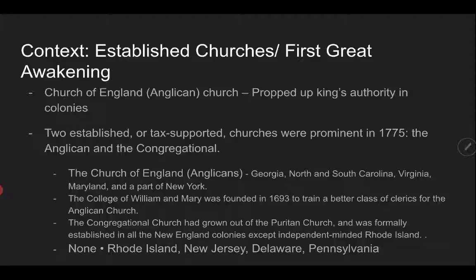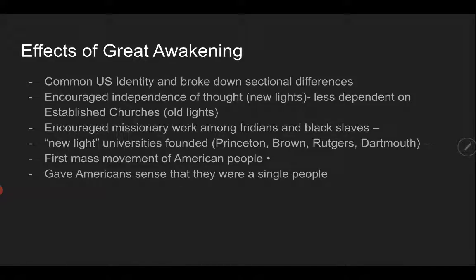They were loyal to the Church of England, and the College of William and Mary was built to kind of support the Anglican Church. And then you have the Congregational Church. They made Harvard for their ministers, and this is the Puritan Church. And so in New England, except for Rhode Island, they have an established church of the Puritan or Congregational Church. Now, this is going to be challenged by the Great Awakening. The Great Awakening shakes things up, and it challenges those established religions.